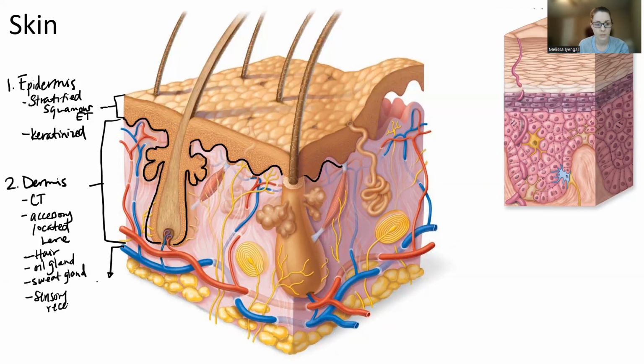So we can see that these ones that look like a bundle of grapes that are attached to this brown part, that is actually the oil gland.